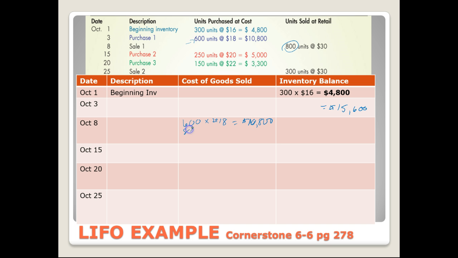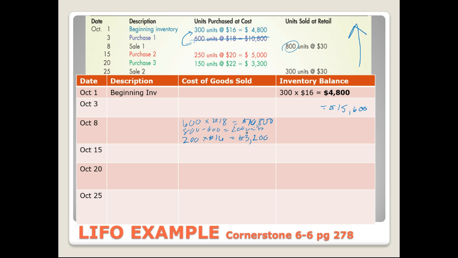And then they still need 800 minus 600. They still need 200 more units to complete the sale. So those 200 units, they'll go back to the next one. Remember, we're going to work backwards this way. In LIFO, we're moving backwards. So I already used up the 600 units, and I'm going to use 200 of the $16 units. So that's going to be $3,200. So my total cost of goods sold for this first sale is going to be the $10,800 plus $3,200, which is going to get me $14,000.